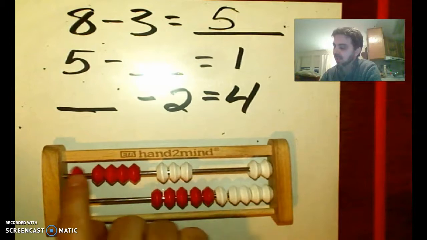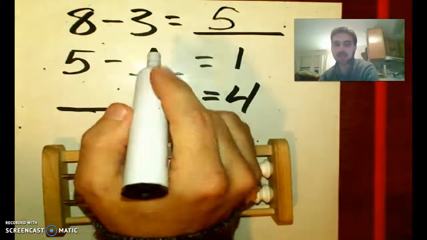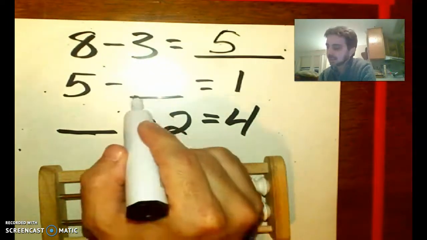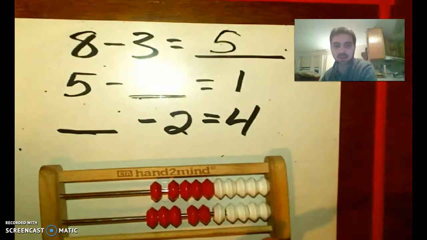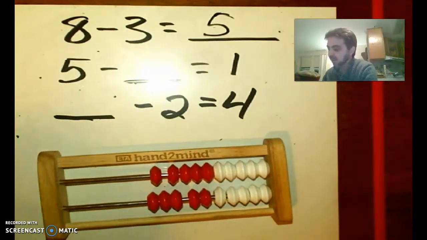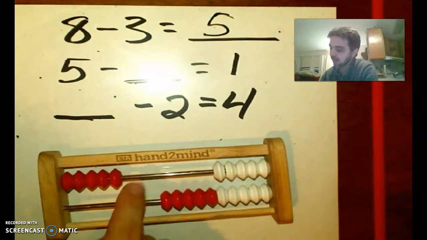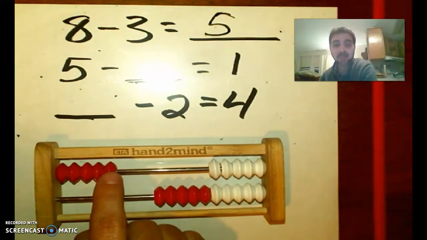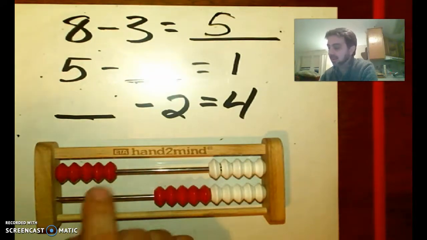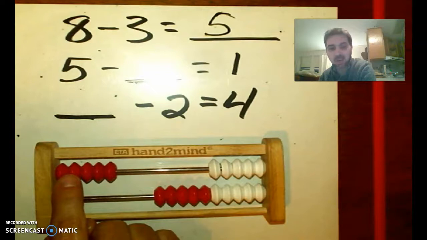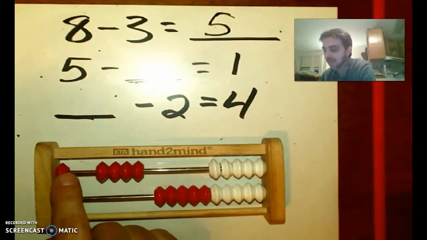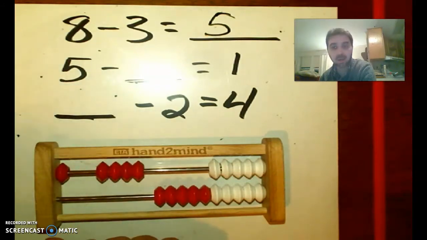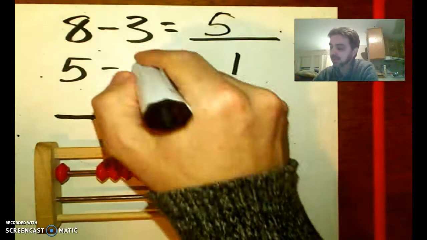For a problem like this one, which is, again, hard to see because of the glare, it says 5 minus something equals 1. So we're going to start with 5. We start with a total, and now we're going to take away something to be left with 1. How much do we have to take away to be left with 1? Well, let's see. If I move these away, I'm left with 1. How many did I take away? 1, 2, 3, 4. So 4 would be our answer.